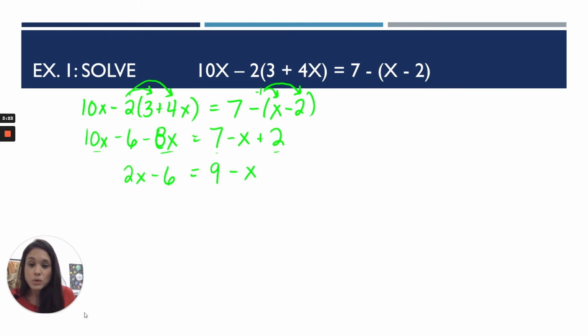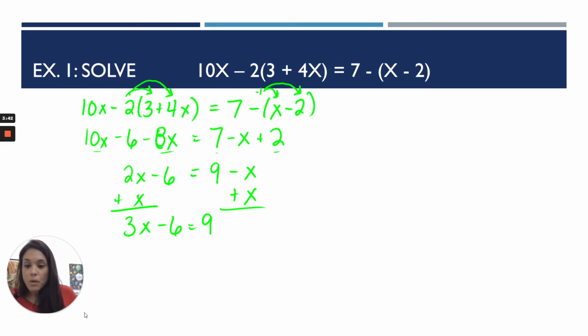Okay, so now I need to move my variable to one side. Let's move this x. This is a minus x. Let's add the x. It will cancel on this side. I add x to this side, and this becomes 3x minus 6 equals 9.